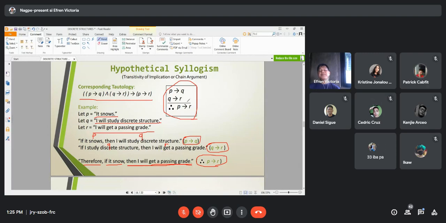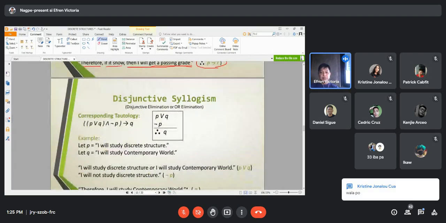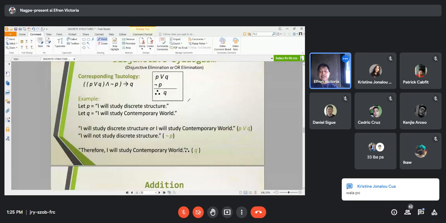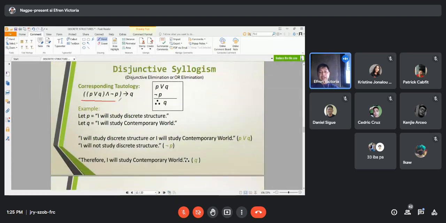Okay, so punta tayo sa disjunctive syllogism. So this is the corresponding tautology for disjunctive syllogism. So ito yung gamit natin na form: P or Q, and not P, then Q. So construct the propositional variable into disjunctive syllogism.